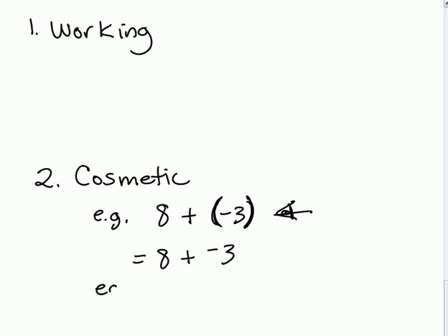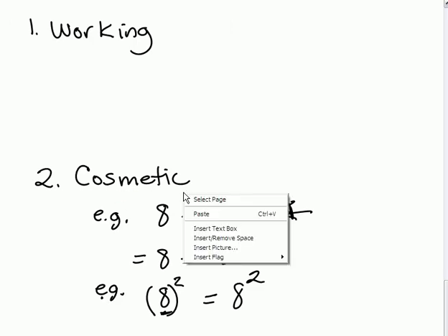Another example of cosmetic parentheses would be (8) squared. That would be the same thing. There's nothing going on inside those parentheses. There's just that little lonely 8, nothing to group together. So you recognize that that would be the same as 8 squared, so those parentheses are just cosmetic.